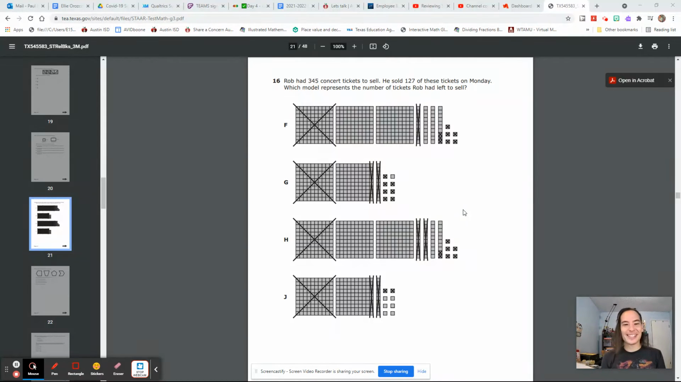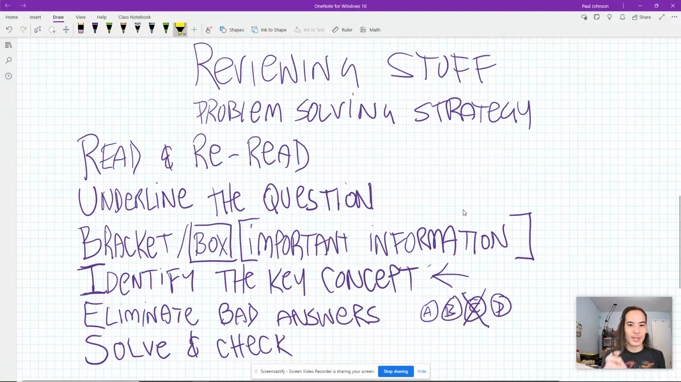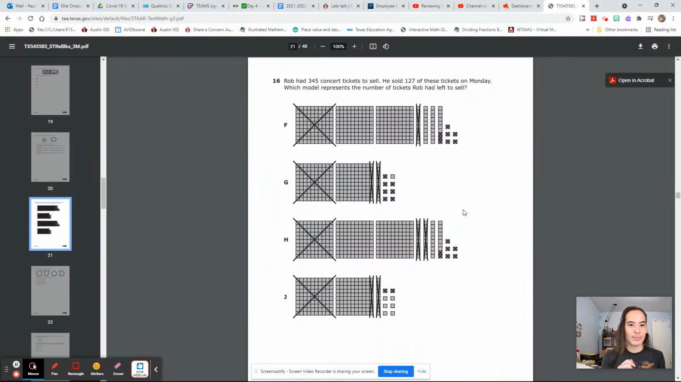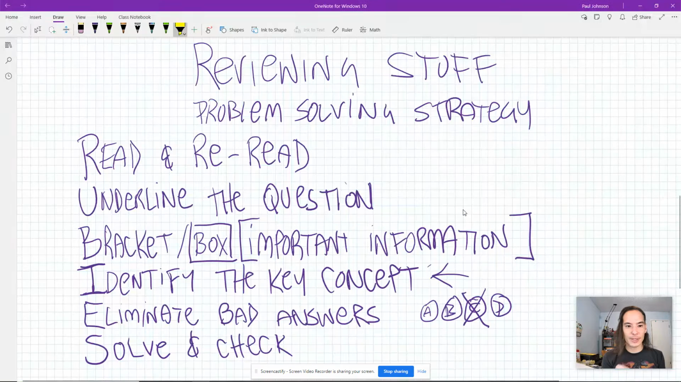Hello, welcome back. Let's actually get to using rubies now. All right, so we are reviewing some stuff. We're going to review rubies and we're going to use rubies to solve this problem right here. The first thing first, we're going to read and reread.